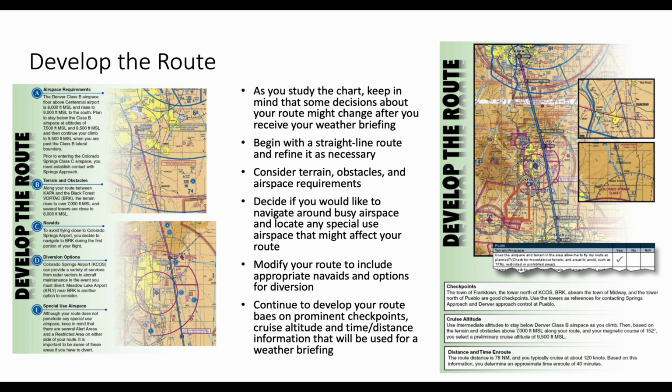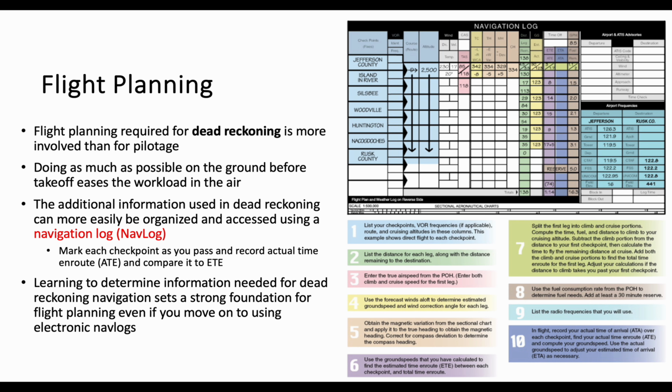So when it comes to flight planning, we generally use a combination of pilotage, which is using landmarks to navigate, as well as dead reckoning. And dead reckoning is going to involve calculations, determining your course or your route, as well as making wind corrections and things like that. Here's an example of a navigation log, or we usually just call it a nav log.